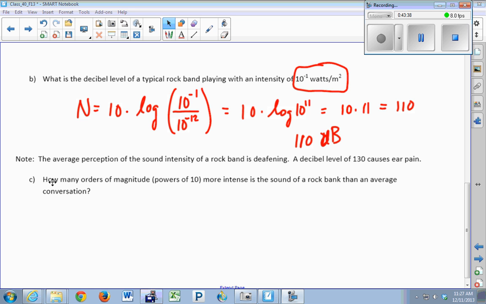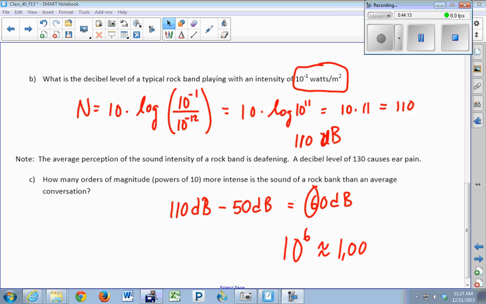All right. So how many orders of magnitude more intense is the sound of a rock band than the average conversation? When you read that phrase, orders of magnitude, that means powers of 10. That's all orders of magnitude mean. The decibels for the typical rock band is 110 decibels, and the average conversation is 50. So that's 60 decibels. As we just saw, this number becomes the exponent for our 6. So that means it's about 1,000,000 times more powerful than the average conversation in terms of sound intensity.